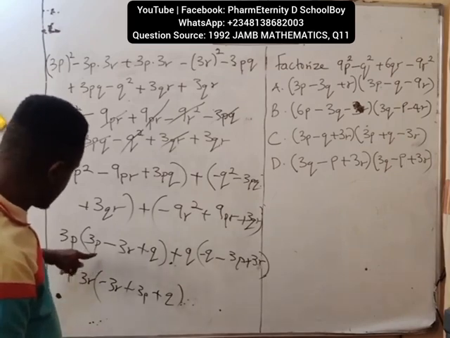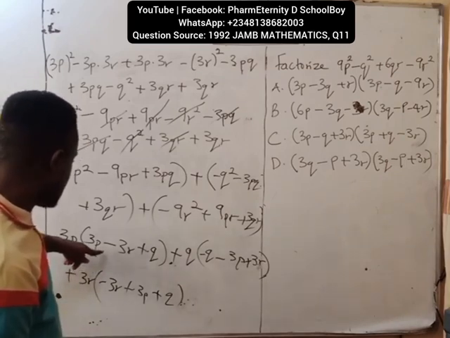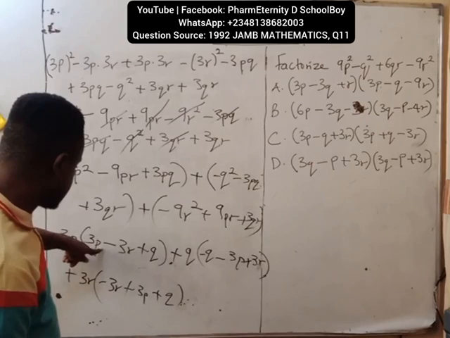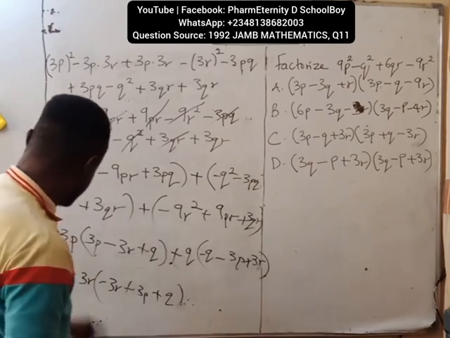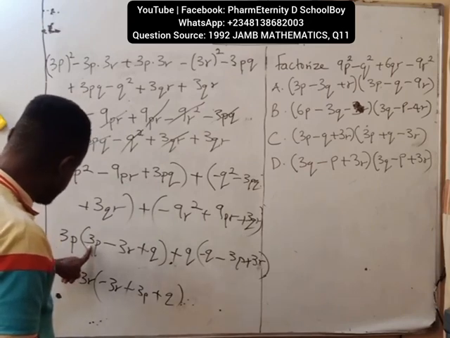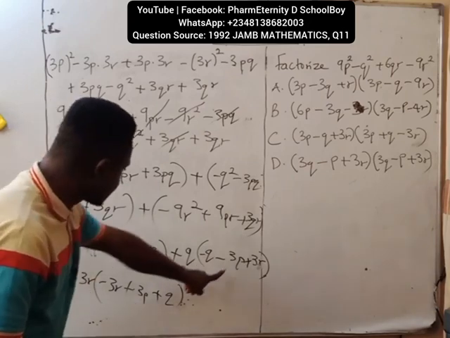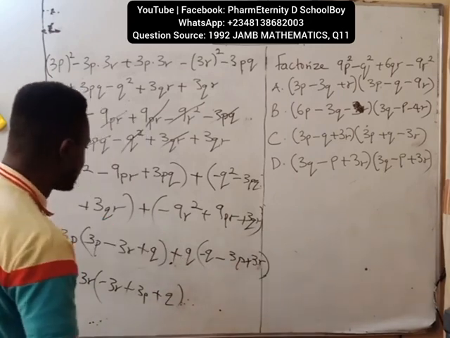If we work on this, let's work. Okay, come here. Here 3p is positive, here 3p is positive, here 3p is negative. So let's work on this and see what it will give us.